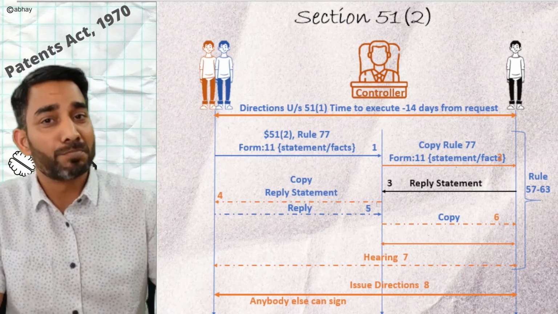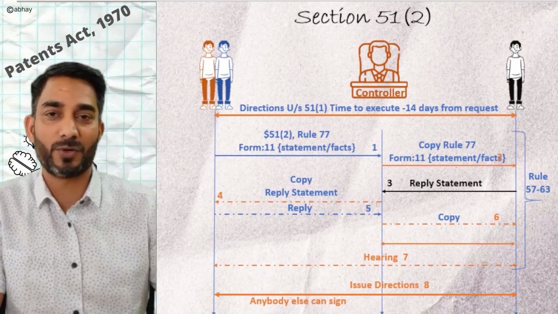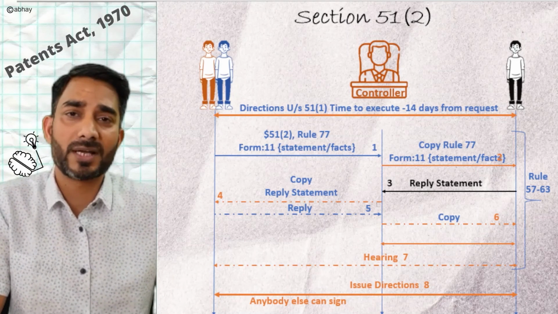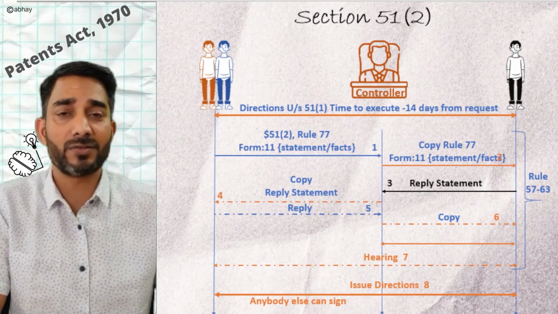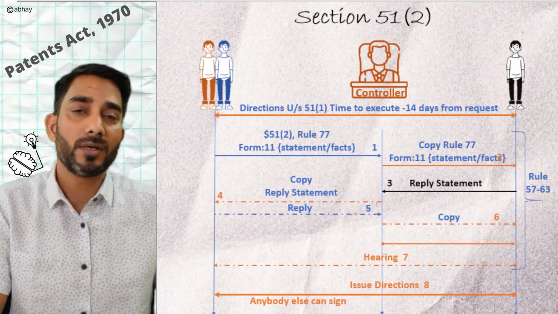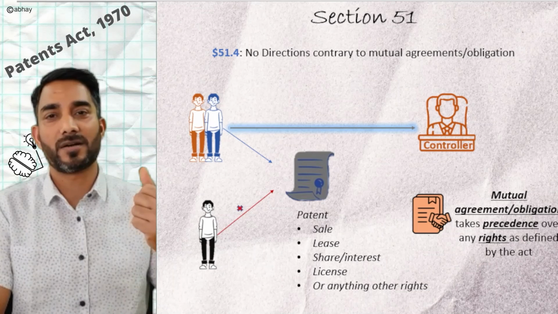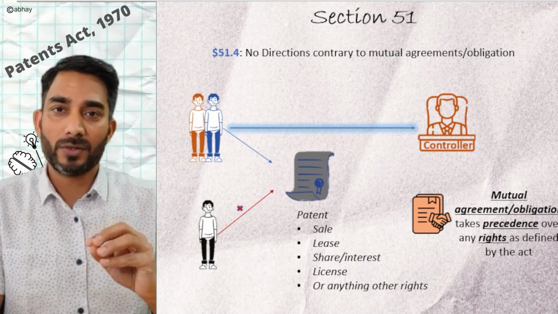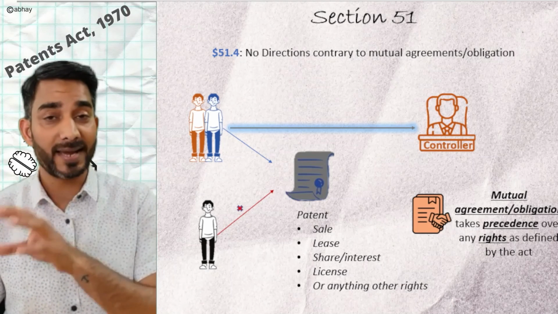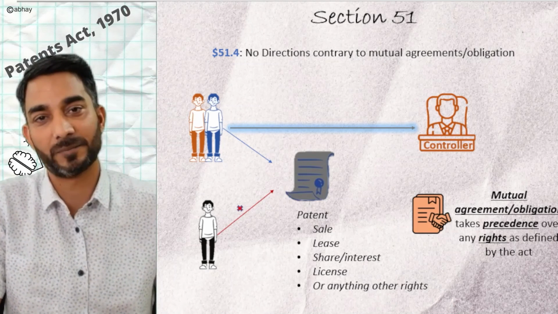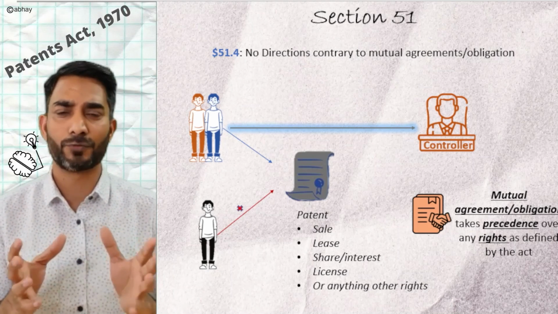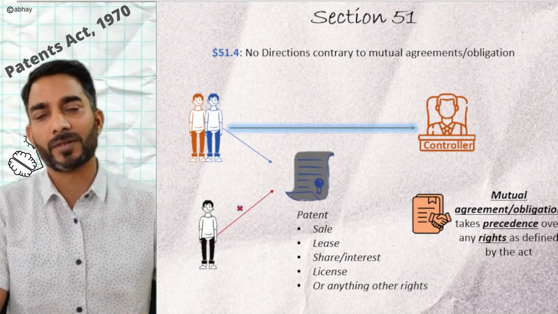Having discussed both the cases, 51.1 and 51.2, remember one thing. The controller cannot issue a direction which would be contrary to any agreement which is already signed between the parties, between the patentees. The agreement takes priority over what the Act says or what the controller says. So Sections 50 and 51 provide us with a level playing field and a set of rules to enjoy our rights. This brings us to the end of this session.